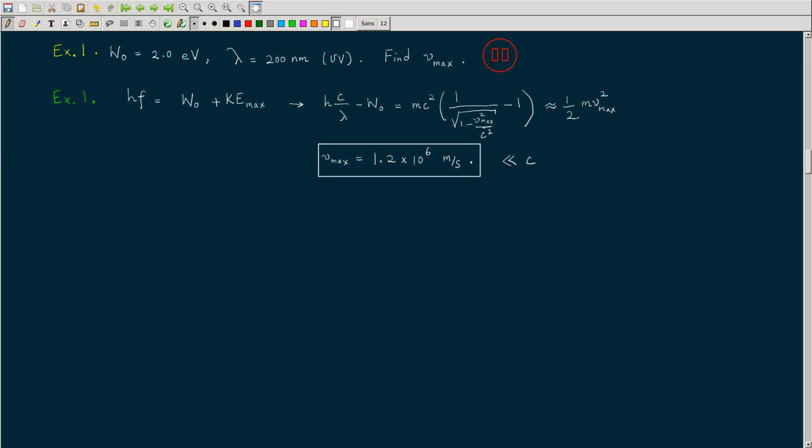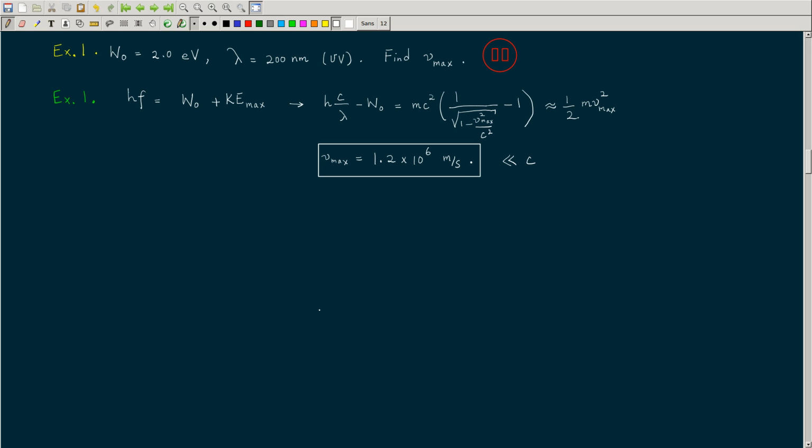Your kinetic energy relativistically is this formula here, but you can use the non-relativistic formula, which is half mv squared, as you're more familiar with. If you find the velocity, you will find out that it's much smaller than the velocity of light, c. So you can easily, without any problems, use the non-relativistic formula.